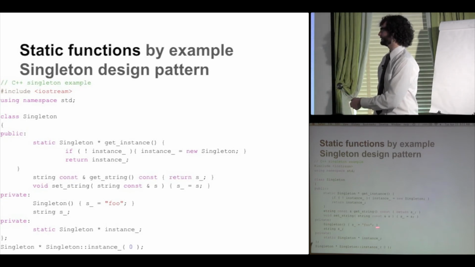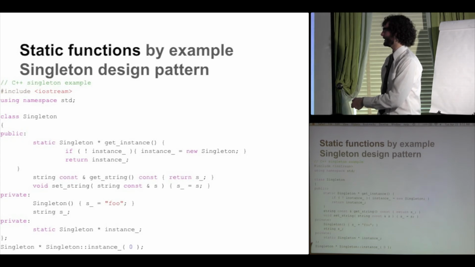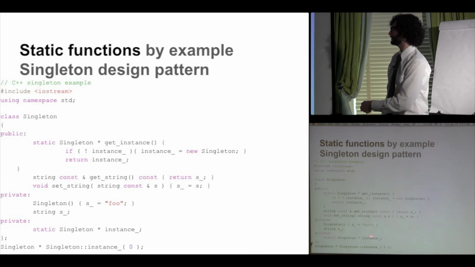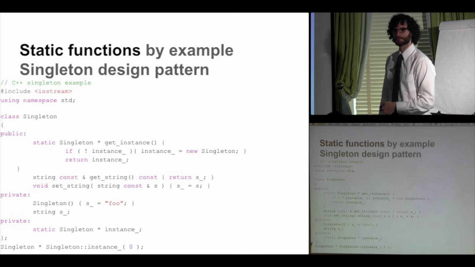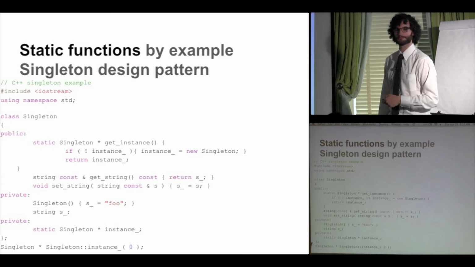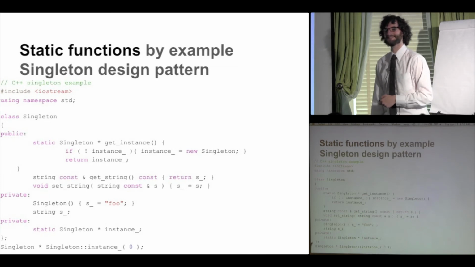Here's our private constructor. It's just going to make the string foo. We have this private string. And then I like to separate these things out a bit, so I put another private block, and I have a static singleton pointer called instance. So there's one of these things. And then you have to initialize it to 0, so that's a null pointer. Okay? Getting looks of disbelief.